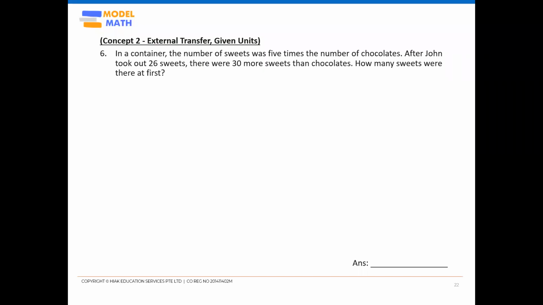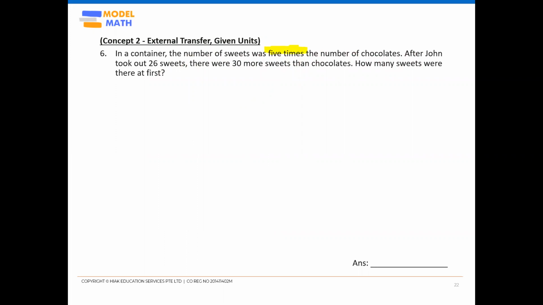In a container, the number of sweets was 5 times the number of chocolates. After John took out 26 sweets, there were 30 more sweets than chocolates. How many sweets were there at first? So we see 5 times at first.